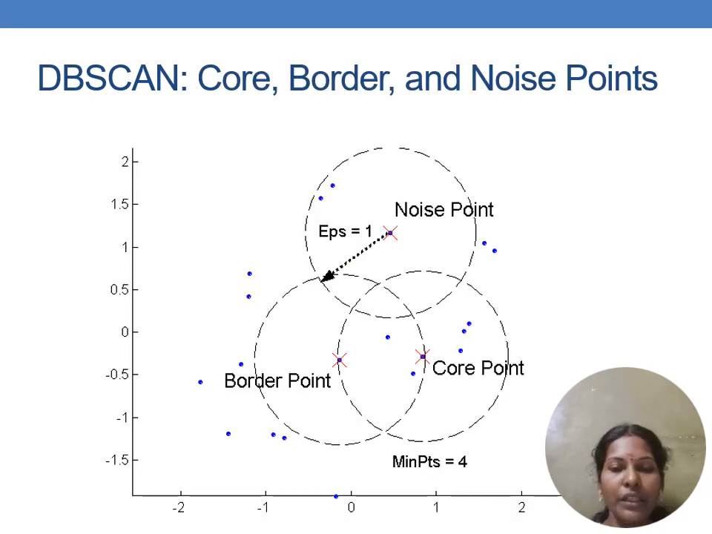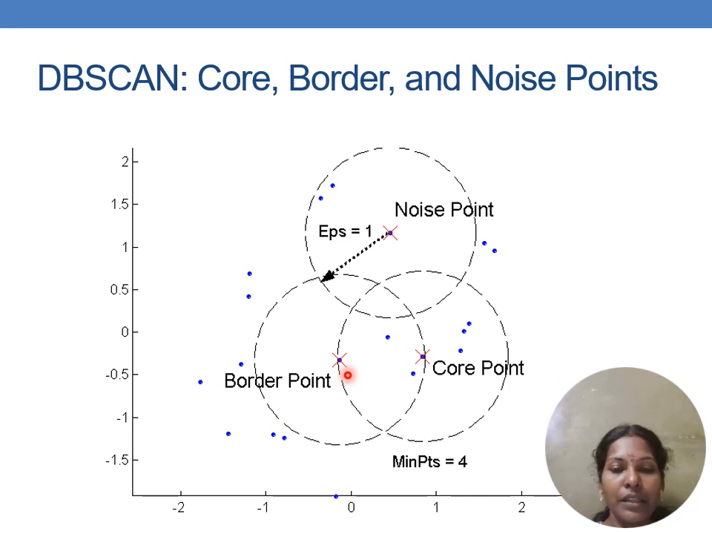From this picture, we can clearly understand core, border, and noise points. Epsilon value is taken as 1, that is the radius of the circle. Minimum point is taken as 4. Let us see this point. This point is having 5 neighbors. So, this point is considered as the core point. The number of neighbors is more than the minimum points means that point is the core point.